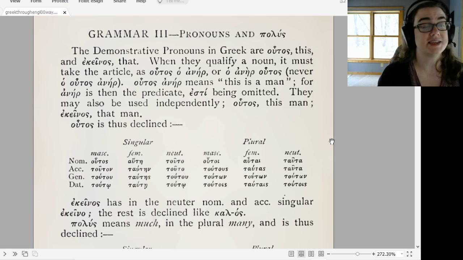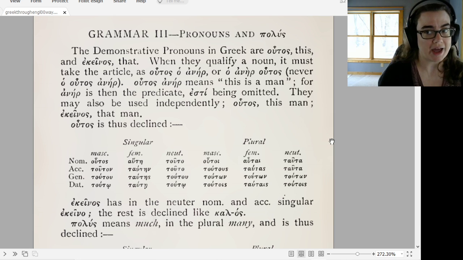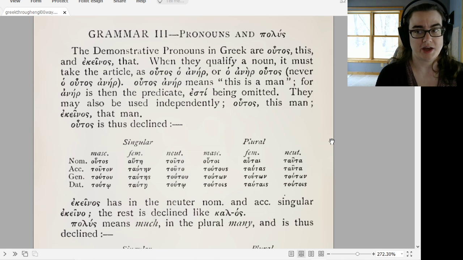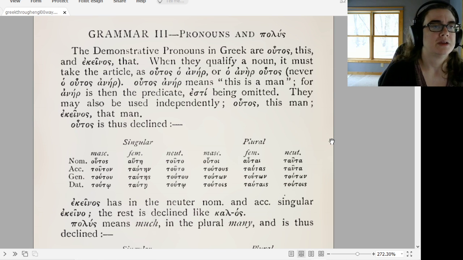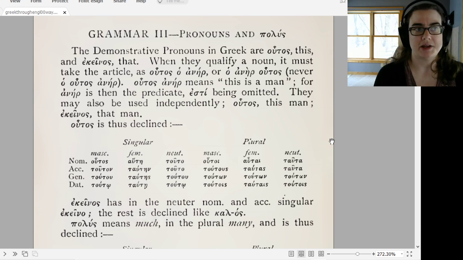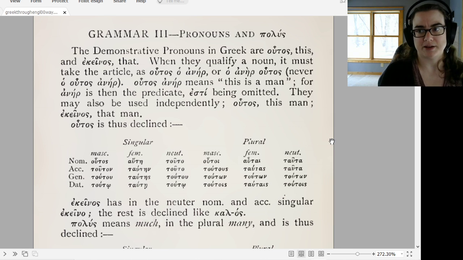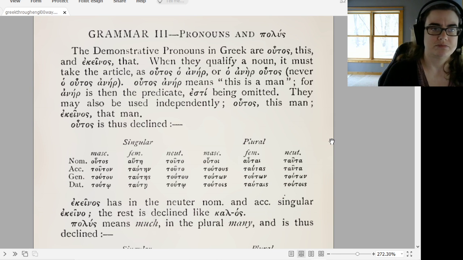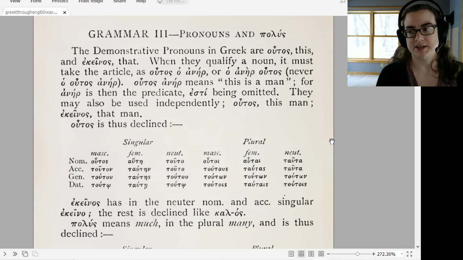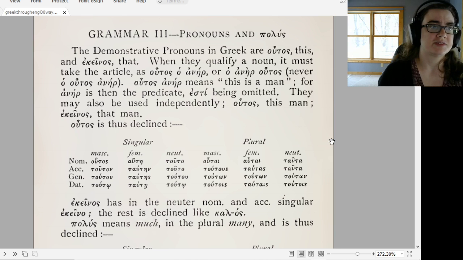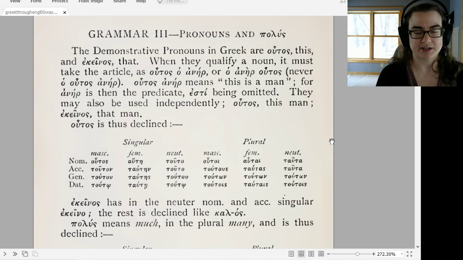Hutos aner means this is a man. So that's without the article. Without the word the. If you have a noun and the demonstrative, you use it like a predicate. So not this man, but this is a man. As it says, being emitted, you can use the demonstrative pronouns independently. So just saying hutos to mean this man or echenos to mean that man, or whatever the ending signifies.